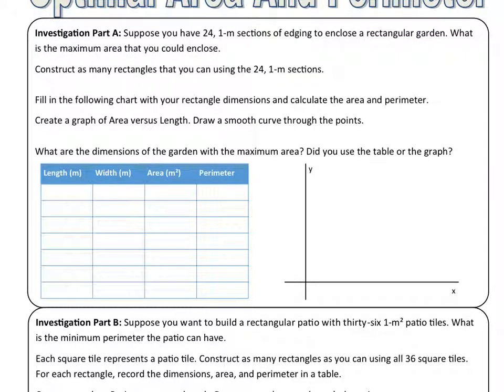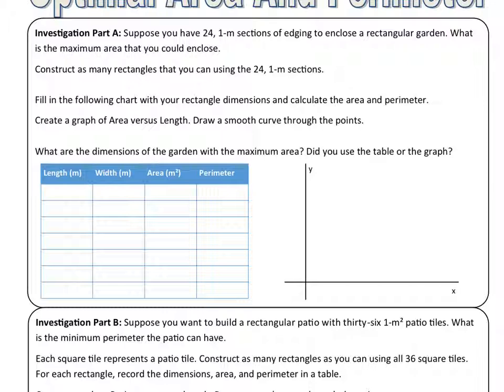And it says to create a graph, fill in the following chart with your rectangle dimensions and calculate the area and perimeter. Create a graph of area versus length. Draw a smooth curve through the points. So you can do that now. So you can start filling in a chart that's similar to this.